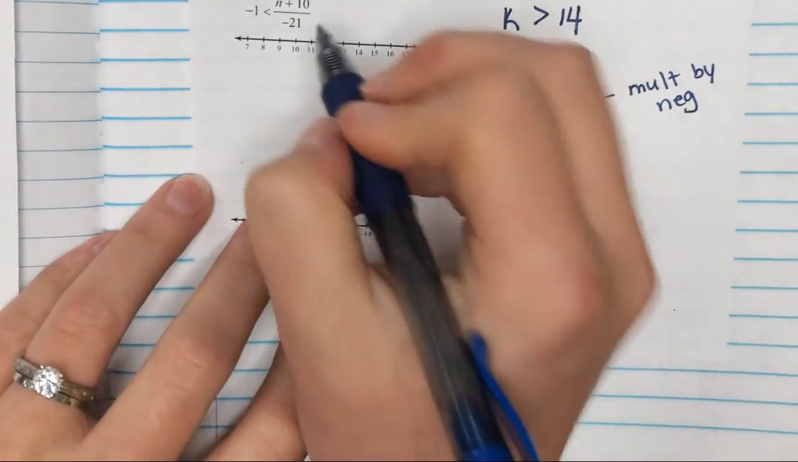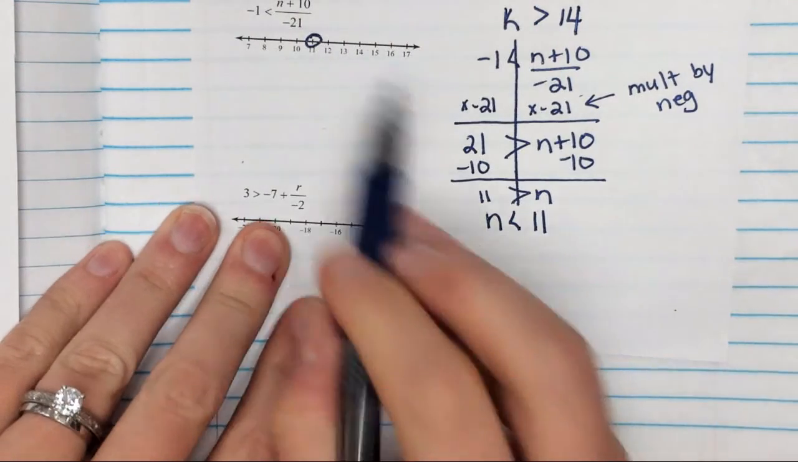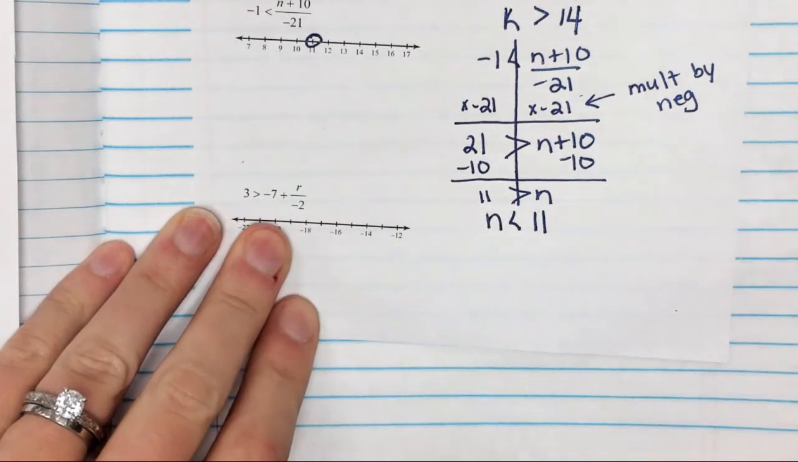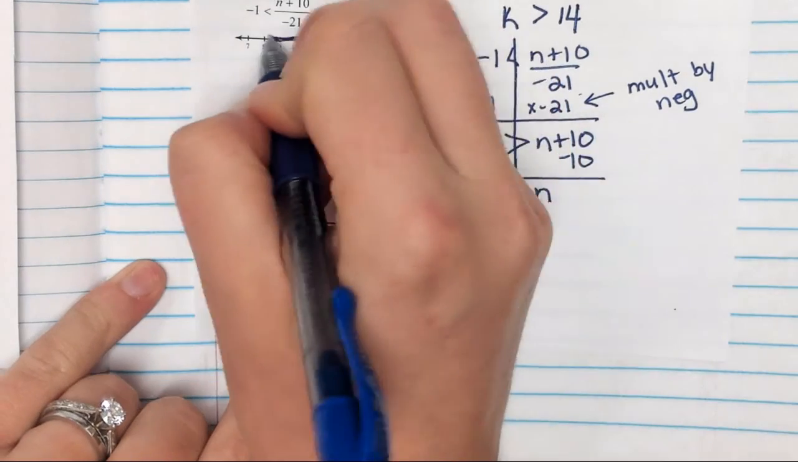Open circle on 11 for graphing, arrows pointing to the left because that's where all the numbers that are less than 11 are located to the left.